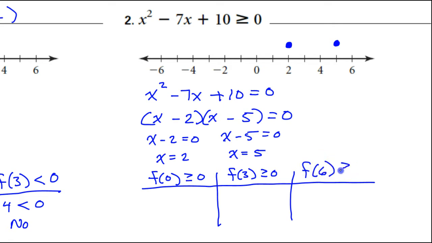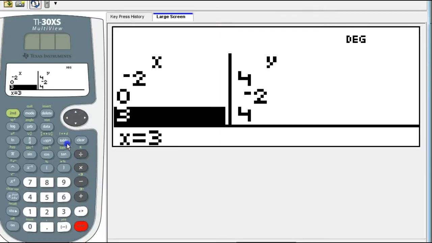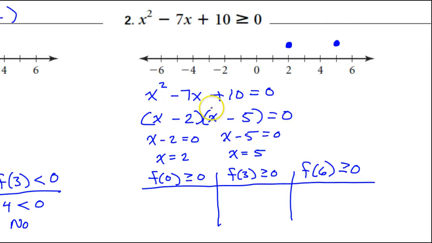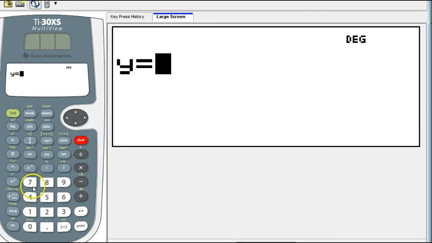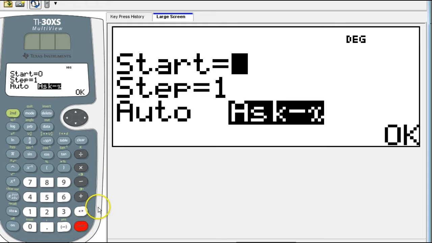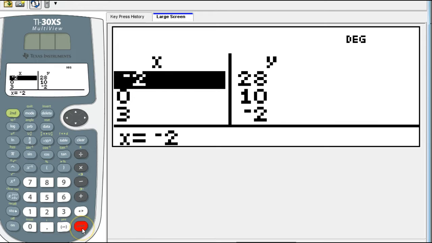Okay, and we want to see, is the function greater than or equal to 0 there, because that would make it a solution. And again, we will use our calculator to help us. So we should just type in the equation, this side of the equation, x squared minus 7x plus 10. Enter. And again, I recommend using Ask X mode because it just works out ever so conveniently for this process.